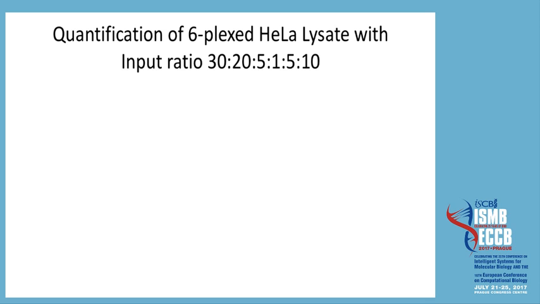Now I'll show you some results. We designed a diethylation 6-plex labeling scheme to test EPIQ and prepared HeLa lysate, a very complex sample, with input ratio of 30 to 20 to 5 to 1 to 5 to 10. So diethylation 6-plex labeling has at minimum 2 Dalton mass spacing, very narrow mass spacing, and up to dozens of deuteriums in the label. So it's kind of a very harsh situation.